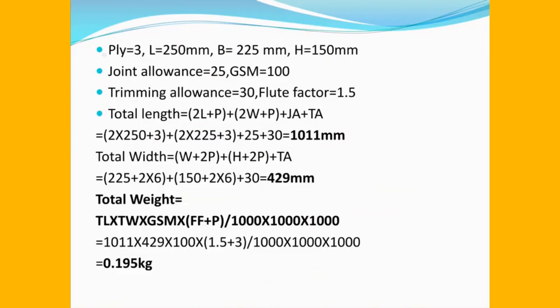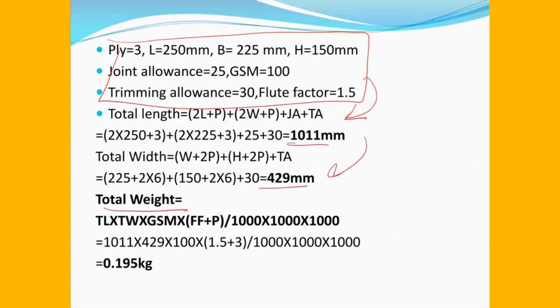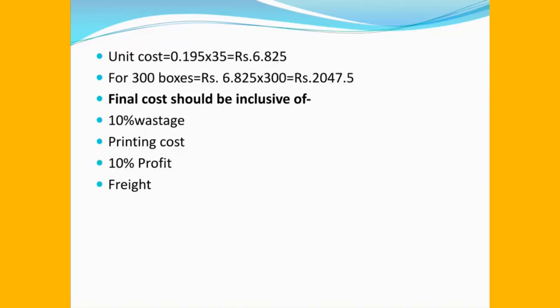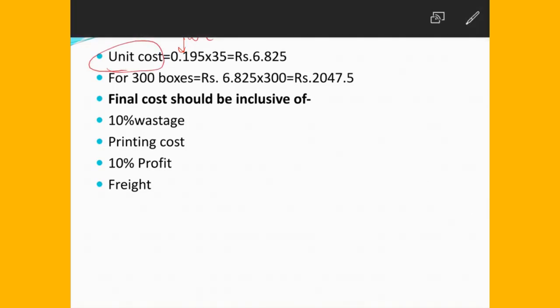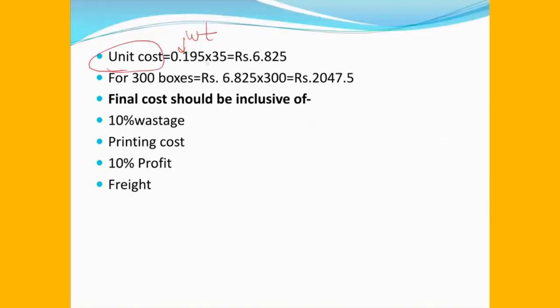Okay. So the plies are 3 ply, length is 250, breadth is 245, height is 150. If you consider this and calculate the total length and total width required, from this we can calculate the unit cost. Unit cost is based on the weight: how much is the weight of one carton box, multiplied by 35 rupees per kg. That means 6 rupees 82 paisa per box. So for 300 boxes it is coming to 2050 rupees.